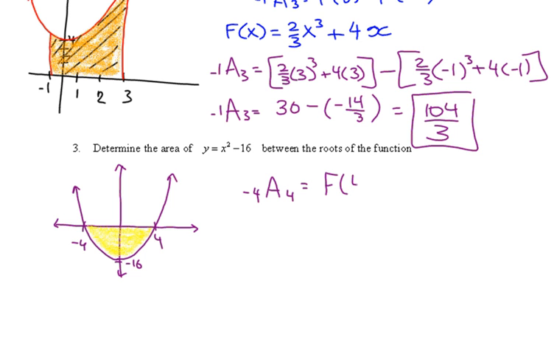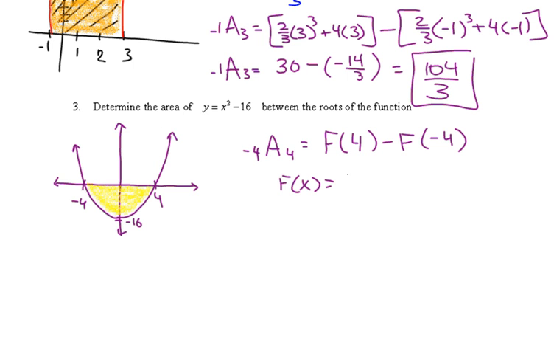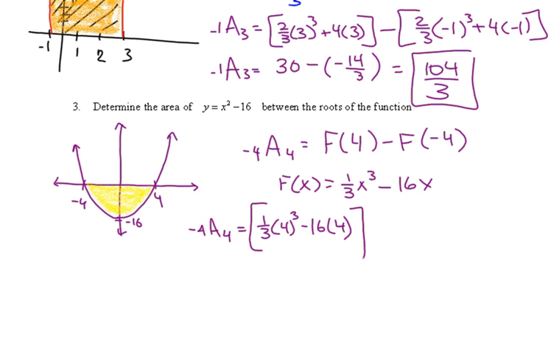So the large minus the small. What's the antiderivative of this? 1/3 x cubed minus 16x. So 1/3 of 4 cubed minus 16 times 4, minus 1/3 of negative 4 cubed minus 16 times negative 4.